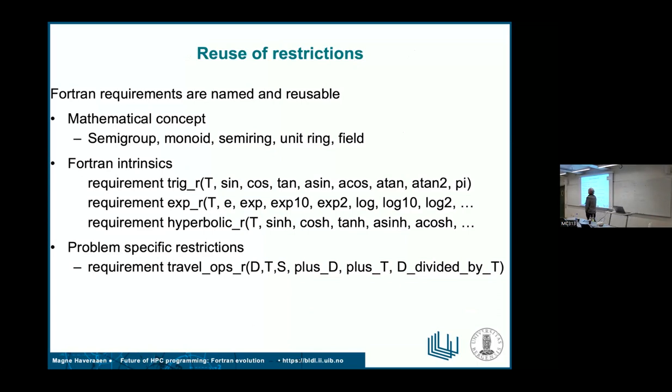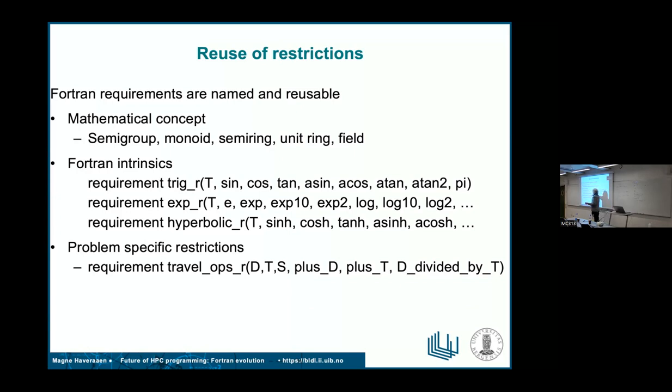A specific subpart of this is that the requirements that are rather lengthy and verbose, we can reuse them. So I mentioned semigroup, monoid, semiring, unit ring, field. And there are lots of other things like lattices. And we have other things in vector Fortran intrinsics, trigonometry, sine, cosine, tangent, onwards and onwards. Maybe we'll make a package out of those.